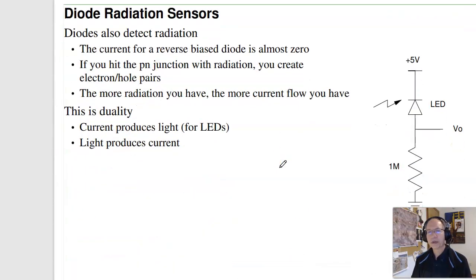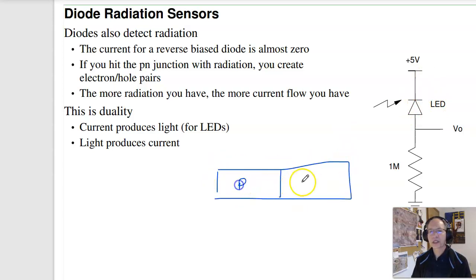I can use diodes as radiation sensors. Now normally there's no current flow through a diode. If I take that PN junction, here's the P-type, here's the N-type, there's a depletion zone where there's no charge carriers. If I hit that with a photon, and that creates an electron and a hole, let's call that a P for hole, the electron will get swept this way, the hole will get swept that way. And the more photons that hit it, the more electrons that get kicked out of their covalent bond, the higher the current. So this is actually a radiation sensor.